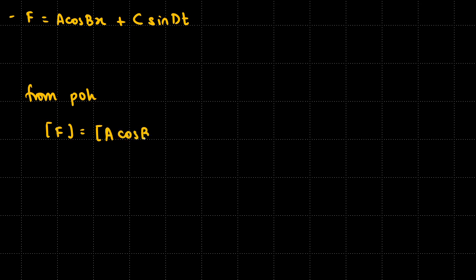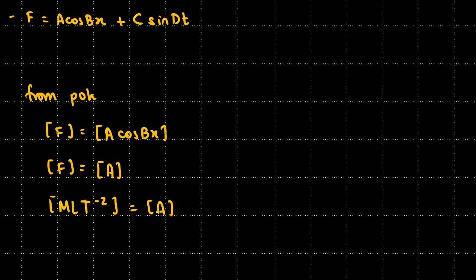So we can do the first part, which is F must equal a cos bx, and since cos is a trigonometric function, it does not have a dimension, so the dimension of F must be equal to the dimension of a, and the dimension of F is MLT minus 2, since F is a force. So the dimension of a is MLT minus 2.